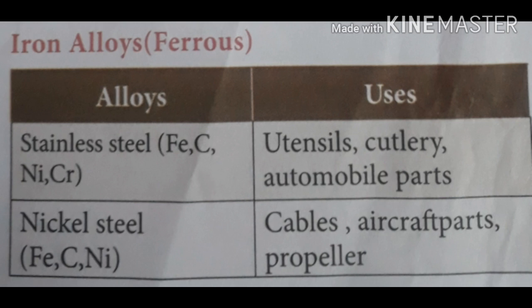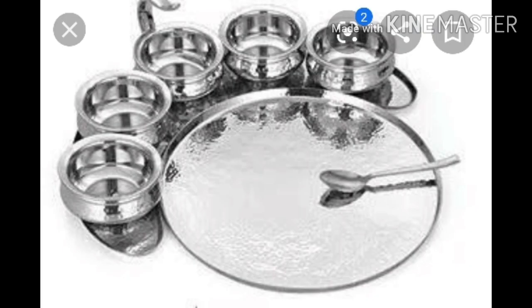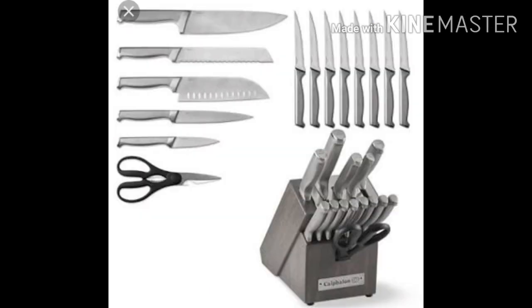Where are we using this stainless steel? First one is in utensils. Utensils means household utensils. In our home, in the kitchen, our mom uses so many materials like stainless steel vessels, stainless steel tawa, stainless steel things. So many things we are using in our kitchen are made up of stainless steel only. That is household utensils.